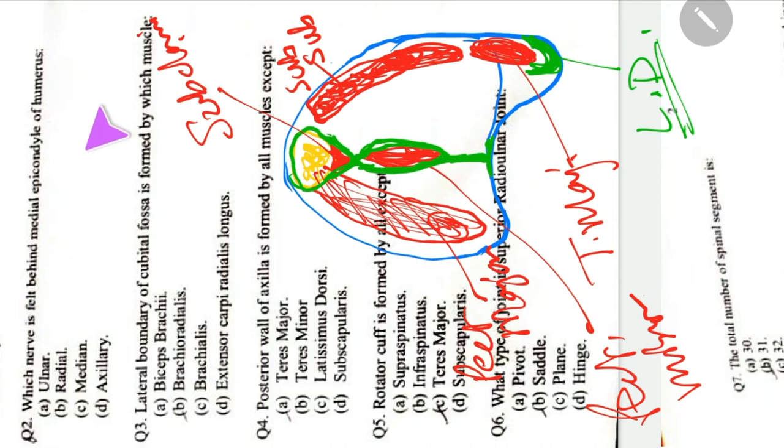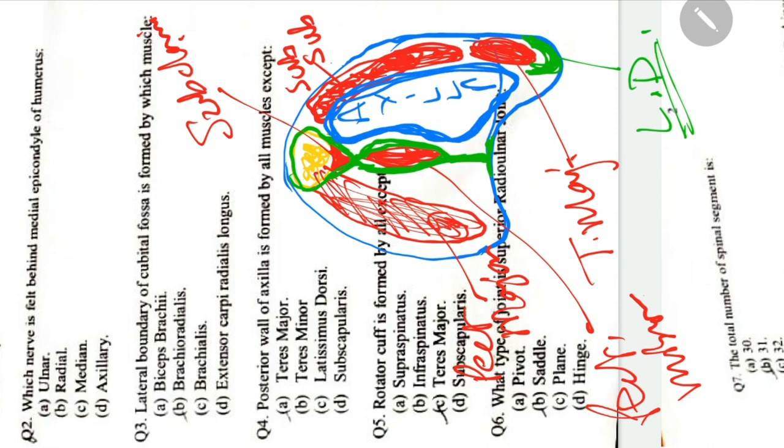Actually speaking, if they ask about the cavity of axilla, this is the cavity of axilla. So your question is, the posterior wall of the axilla is formed by all the muscles except, of course, teres minor will be the answer, because it is a muscle of the rotator cuff and not among the contents of the posterior wall of the axilla.